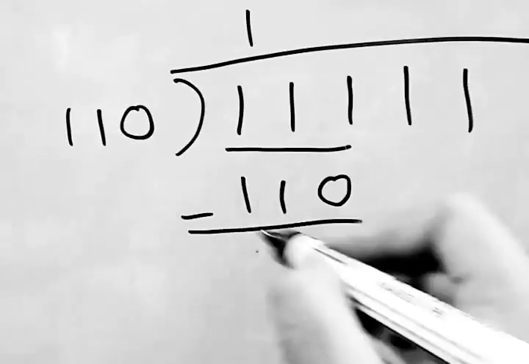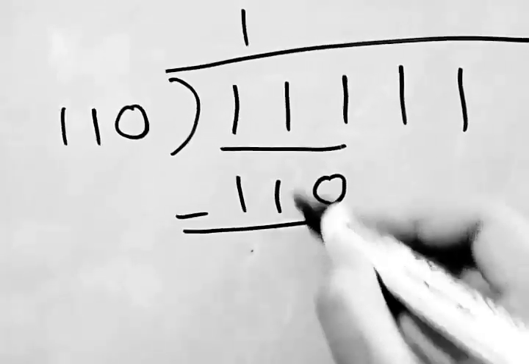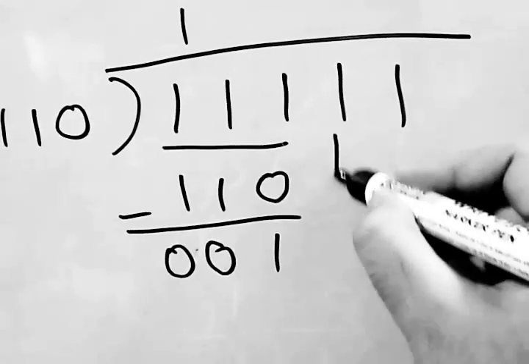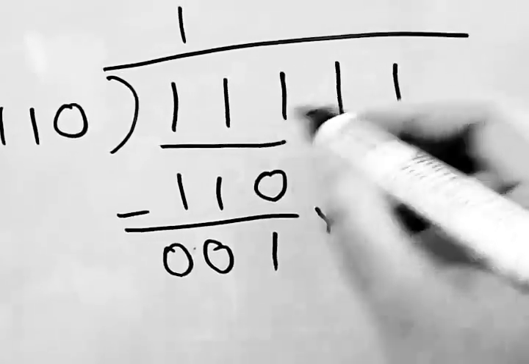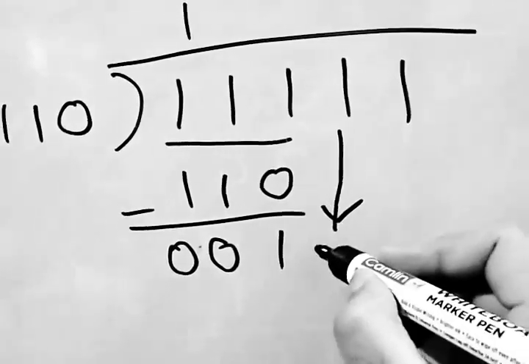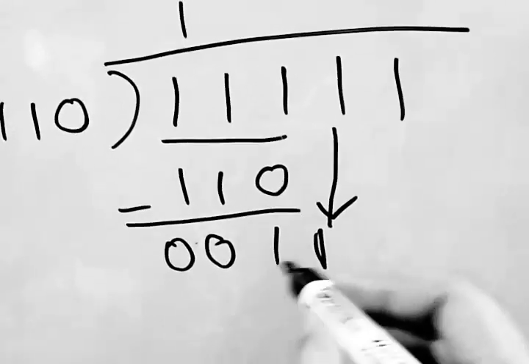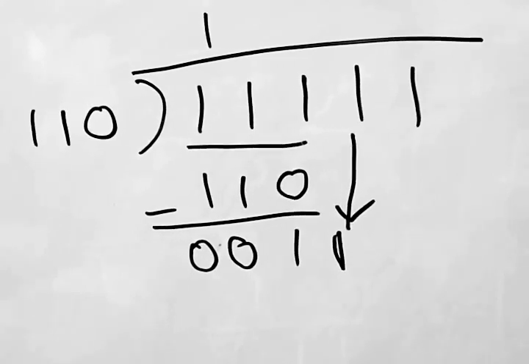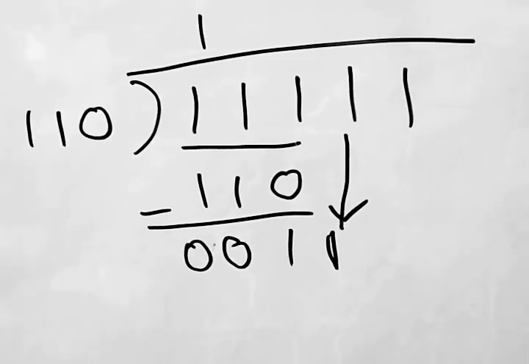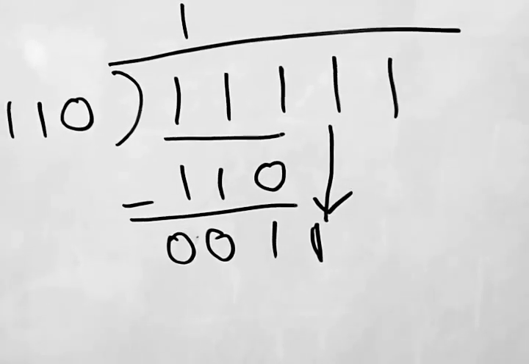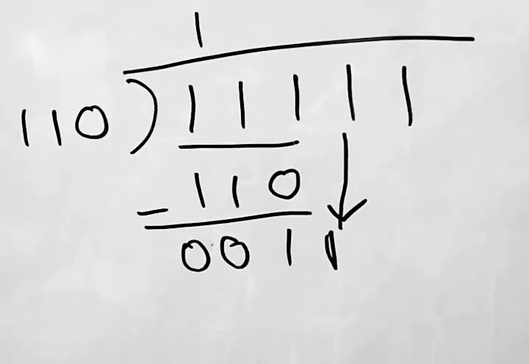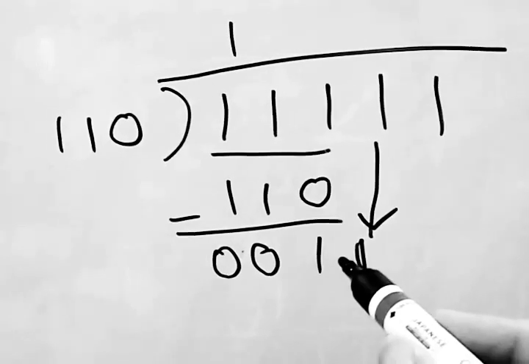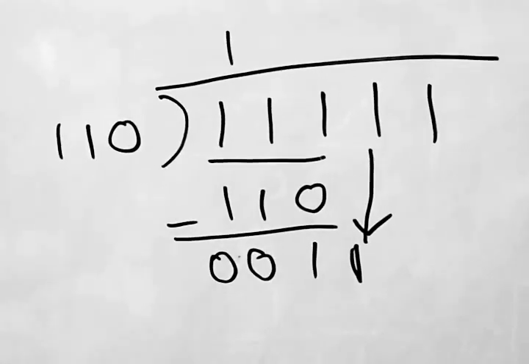We will subtract: 1 minus 0 is 1, 1 minus 1 is 0, 1 minus 1 is 0. Now 1 will fall from the top, that is the next digit of the dividend. It will come and fall here. It becomes 11. Binary 11 means decimal 3, and 110 is 6, which is greater than 3, so we cannot divide it directly.